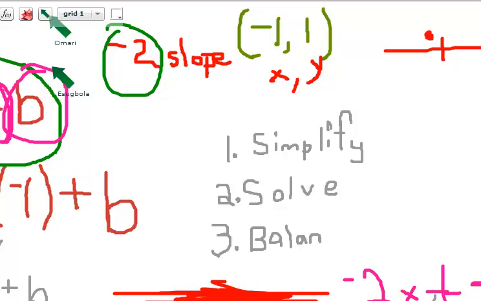There are some videos that you're going to be watching between now and the weekend that are going to help you really get clear on that. So let's make sure we're clear. We're going to go on now, because we're going to continue finding the equation of the line.